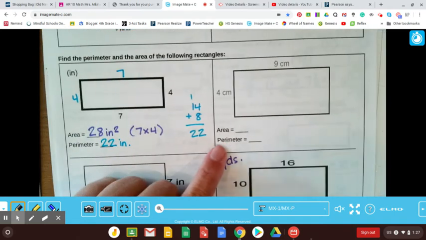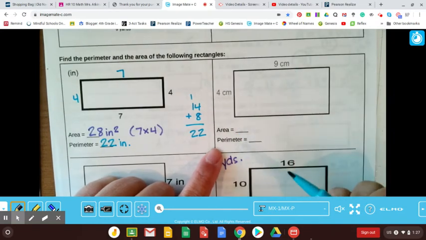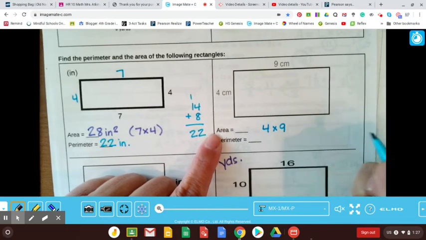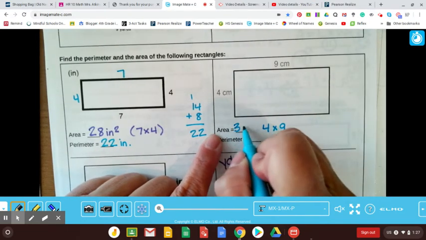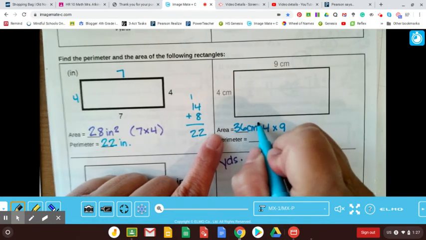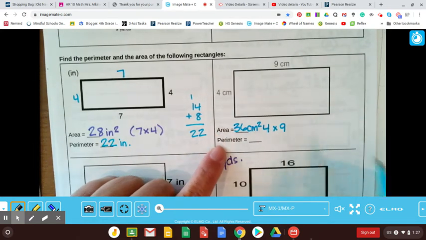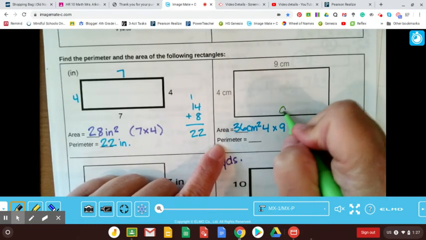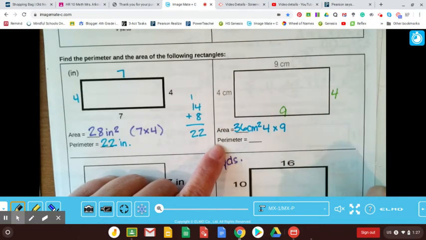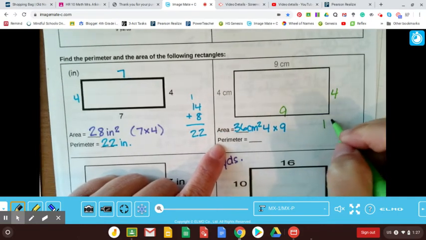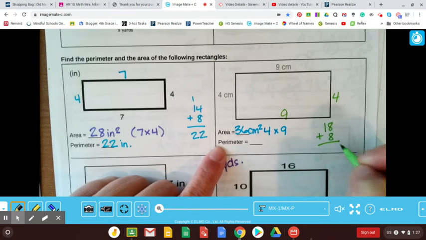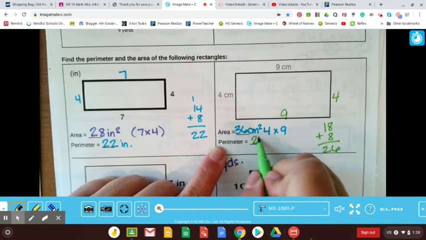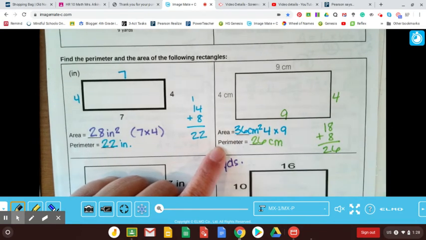Okay, over here, we're dealing with centimeters. Area equals length times width. 4 times 9 would give us 36 centimeters squared. For perimeter, we want to add it up. So if this is 9, then this is 9. If this is 4, then this is 4. 9 plus 9 is 18. 4 plus 4 is 8. 18 plus 8 is 26. So our perimeter is 26 centimeters.